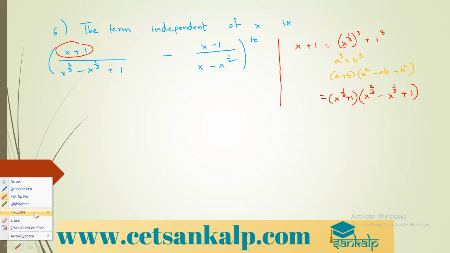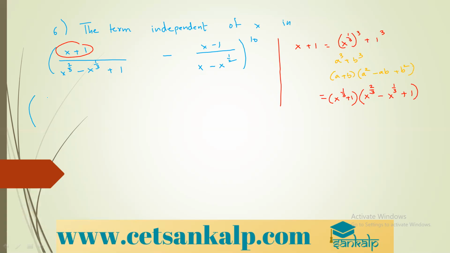So now in the numerator, I will write the same. I will have (x power 1/3 plus 1) into (x power 2/3 minus x power 1/3 plus 1). Denominator same: x power 2/3 minus x power 1/3 plus 1. So that I can cancel this entire one.